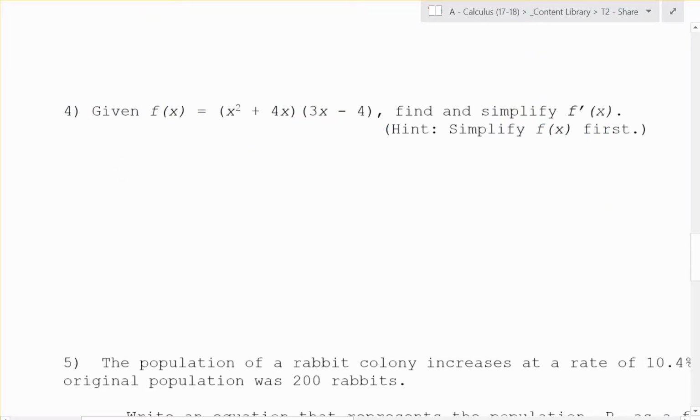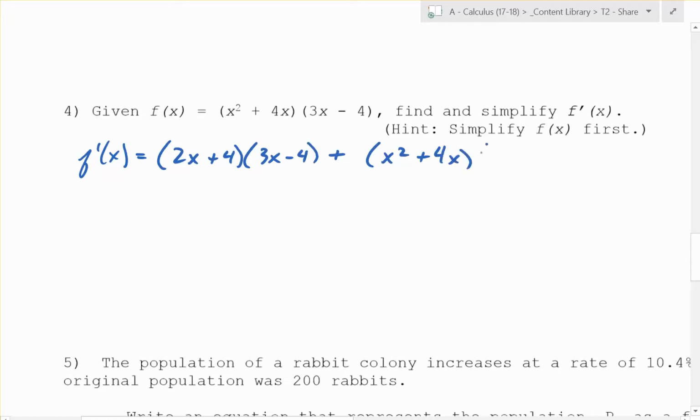So now let's use the product rule. If we did it here, you'd end up with f prime of x equal to the derivative of the first times the second plus the first times the derivative of the second. If we wanted to, we could simplify this and multiply it out. We end up with 6x squared minus 8x plus 12x minus 16 plus 3x squared plus 12x.